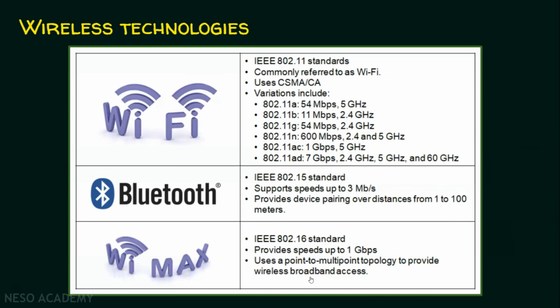WiMAX is also called broadband services and its speed is up to 1 gigabit per second. Whereas Bluetooth, its speed is up to only 3 megabits per second and it can cater the need up to 100 meters. And coming to Wi-Fi, it is commonly called wireless fidelity and it has so many variations and its speed varies based on the variations. So Bluetooth has a shorter range of communication than WiMAX and WiMAX has a shorter range of communication than Wi-Fi. So these are popular wireless technologies, which include WiMAX, Bluetooth and Wi-Fi.